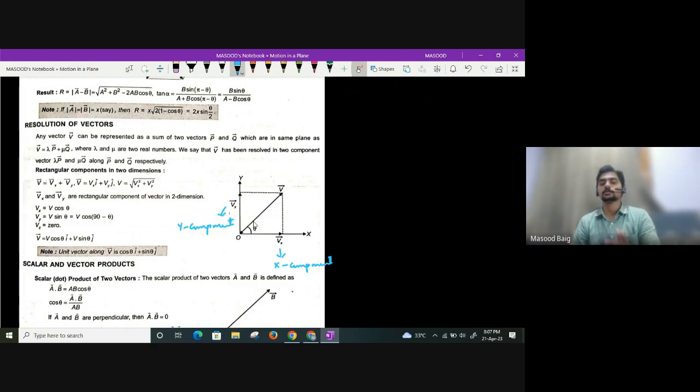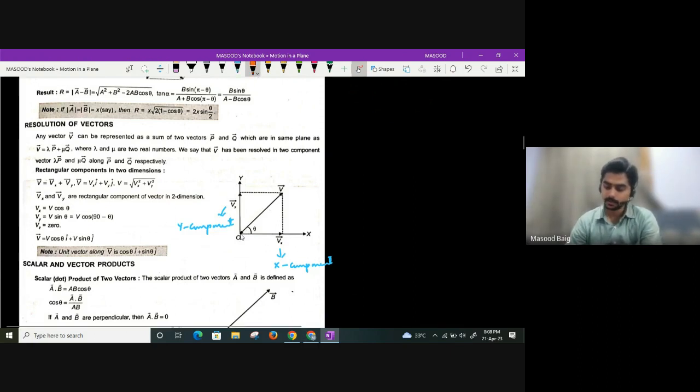So if a vector is taken in the xy plane, I will have an x component and a y component. If I take a vector in the yz plane, I will have a y component and a z component. If I take a vector in the xz plane, I will have an x component as well as a z component. Is that clear?